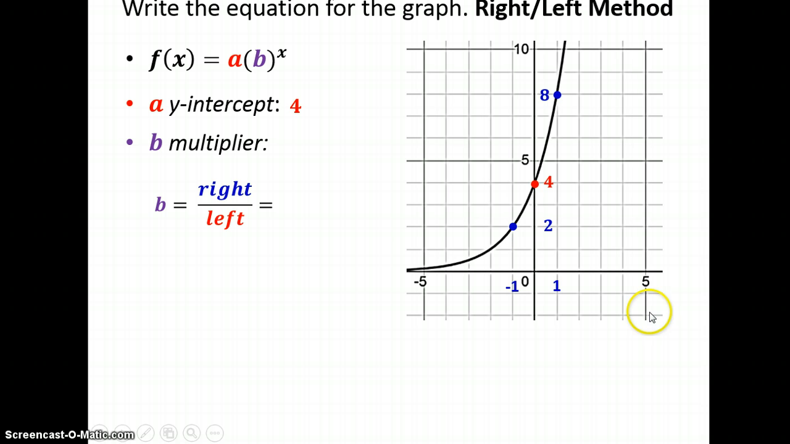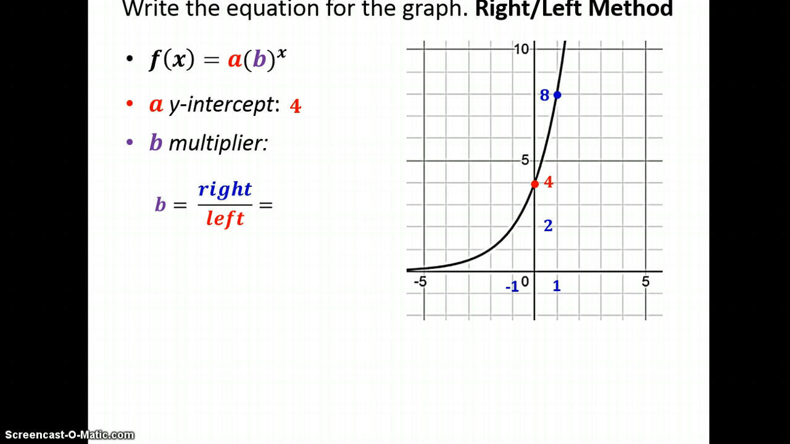Now, in this example, there are 2 points that we can use. We can use the point at x equals -1 or x equals +1 because in both cases we do not have to estimate the y values since those points are on the grid lines. Let's choose to use the point at x equals +1.